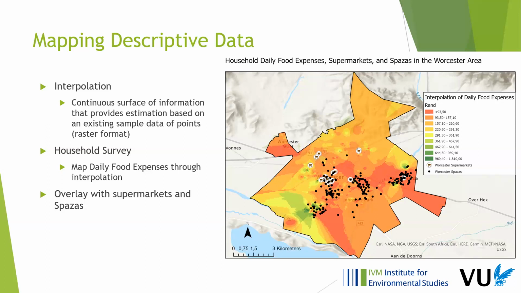I've also mapped in here spazas. In South Africa, spazas are small, usually family-owned, entrepreneurial, informal stores. These are small retailers that are not regulated by the government. They are informal. They're pretty much operated by individuals and families. So I wanted to see where these were located and how that relates to how much money is being spent on food.